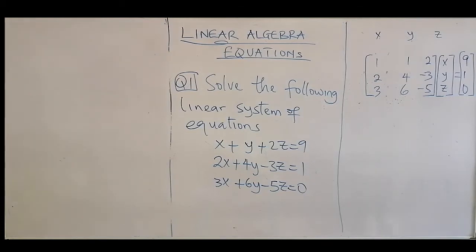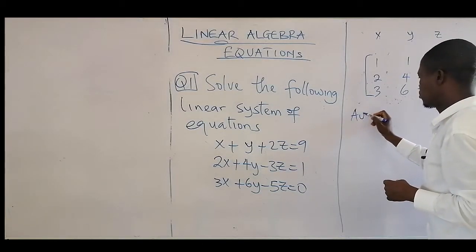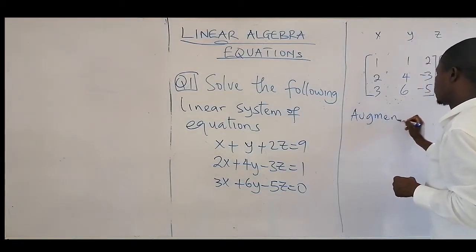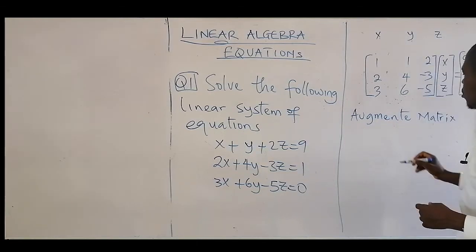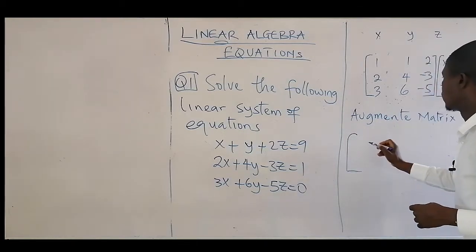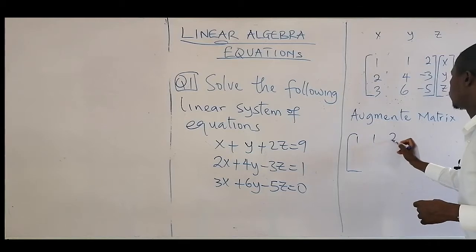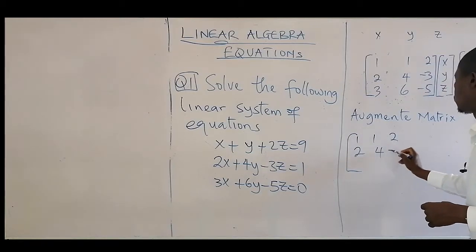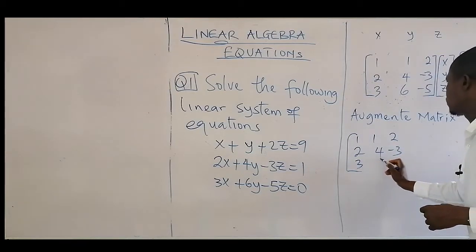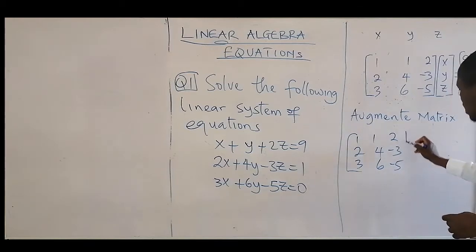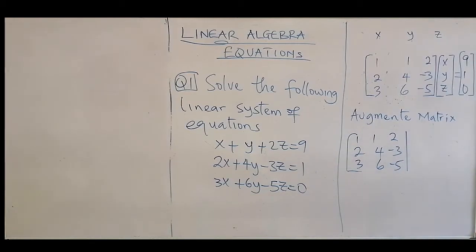Then the next thing to do now is to write the augmented matrix, which will become 1, 1, 2, 2, 4, minus 3, 3, 6, minus 5. Then you put your line, then you write your equal values, which will be 9, 1, 0. So that's your augmented matrix.